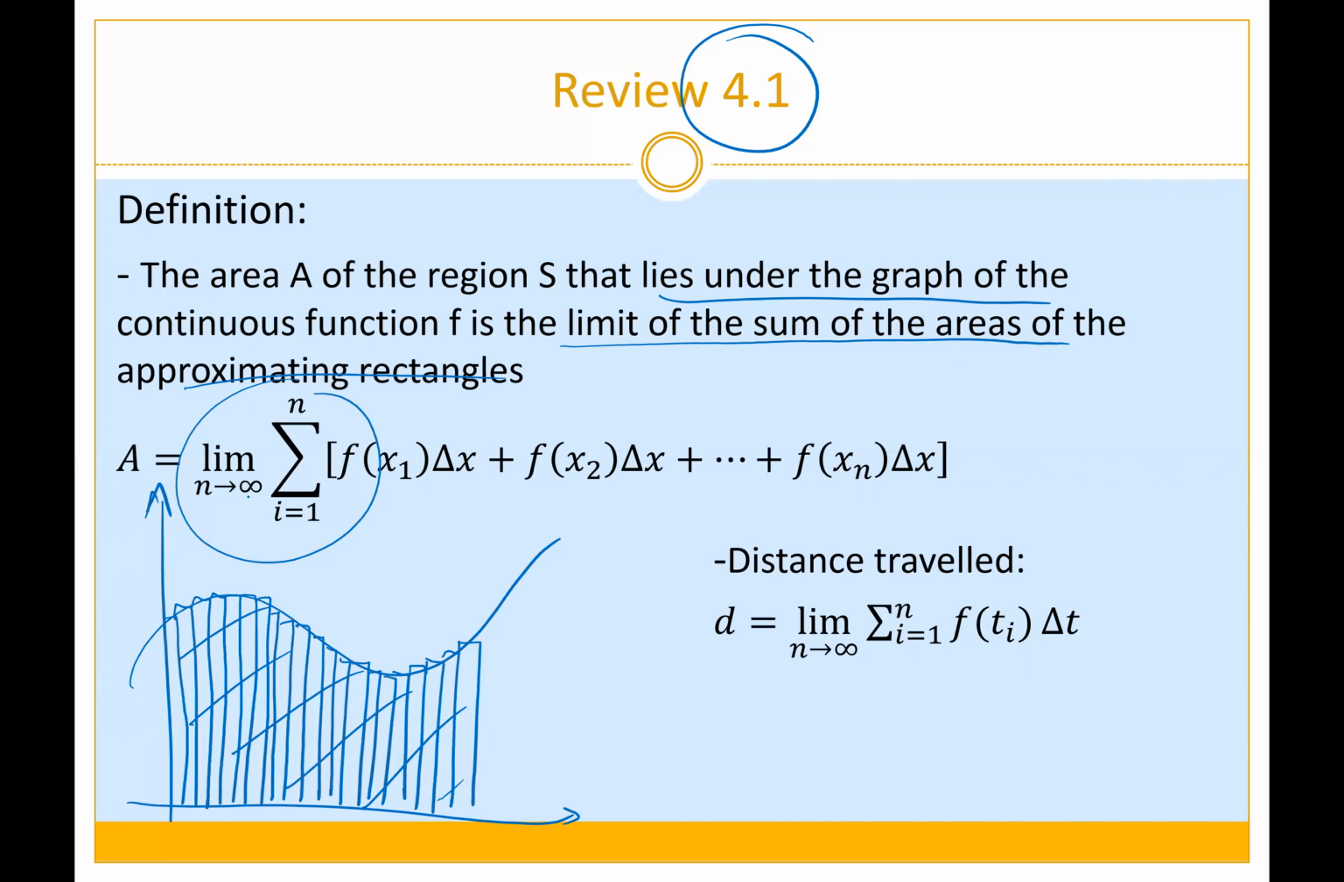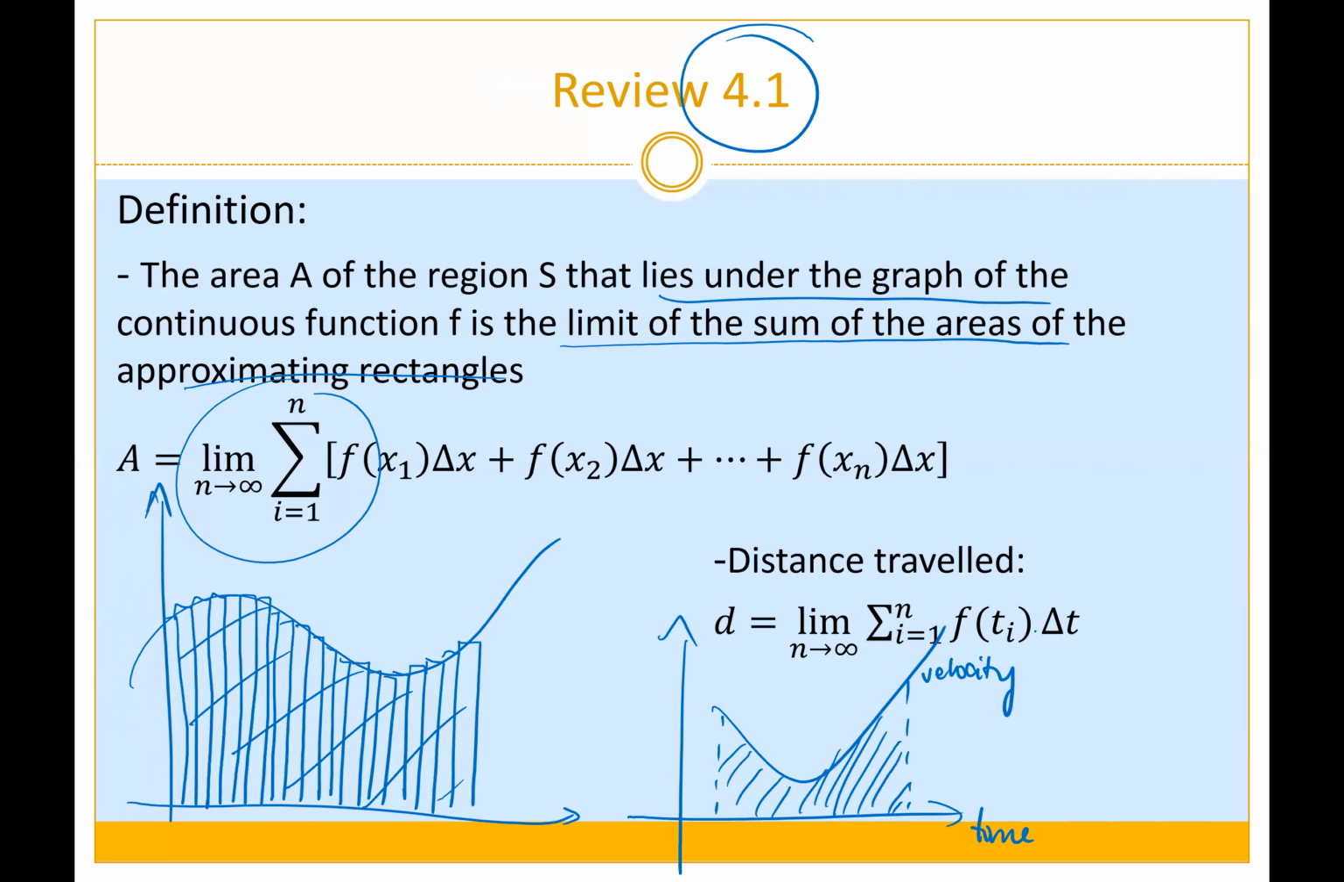The same thing goes for distance traveled. Say this graph is the velocity, so this is velocity and this is time. Everything under the curve, when you take many rectangles, is going to be the distance traveled. So again, you divide them into smaller and smaller rectangles so that you sum them together. Then what you're going to have is the distance traveled, or just the area under that curve of the velocity. That's 4.1. Nothing really special.